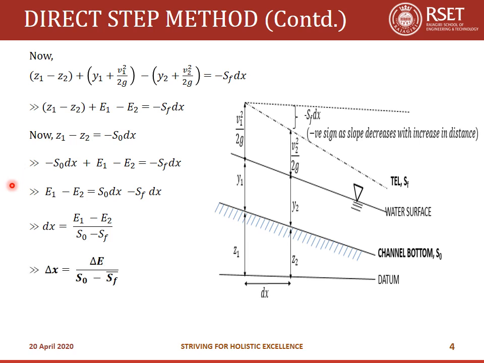So the numerical equation form would be: instead of dx, I have written delta x. Instead of E1 minus E2, I have written it as delta E.